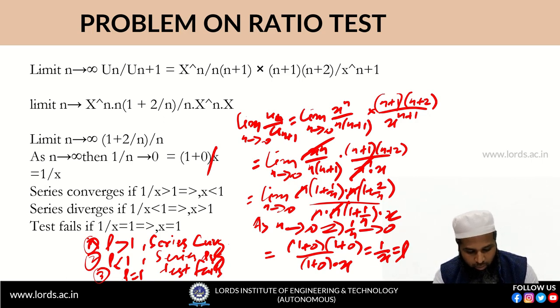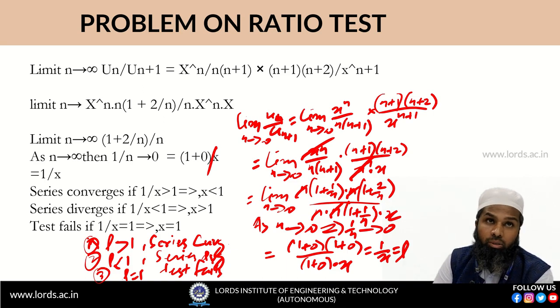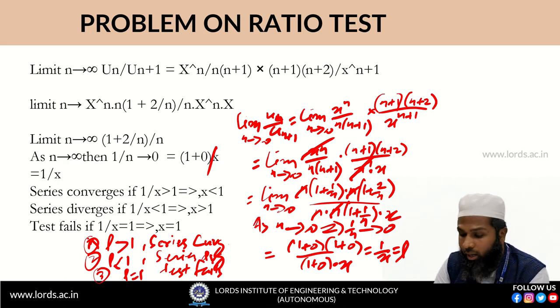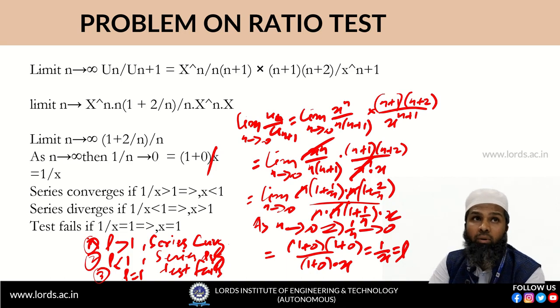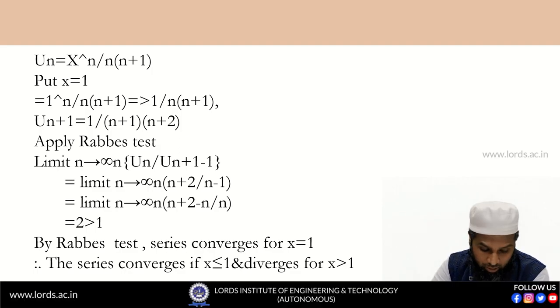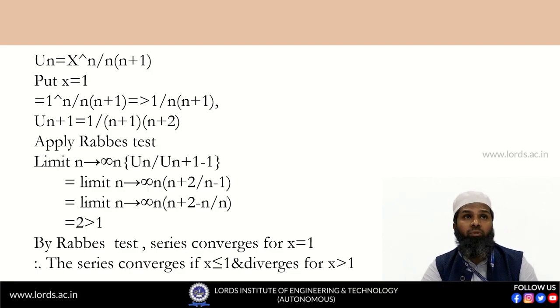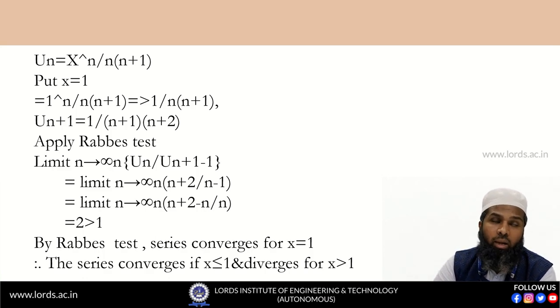And the test fails at x equal to 1. So by applying the ratio test to the positive series, we got this. Generally, in the example, we have taken a power series. Now we have to know the nature of the series, but the ratio test fails at x equal to 1. Now we want to know the nature of the series at x equal to 1.